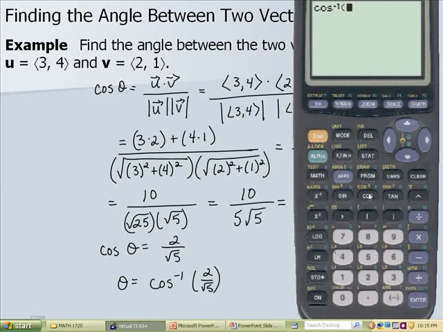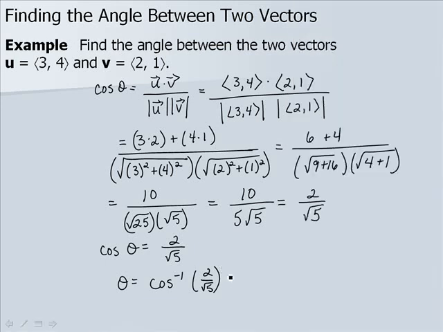So we have the cosine inverse of 2 divided by the square root of 5. And we see that our angle in degrees is approximately 26.57 degrees.